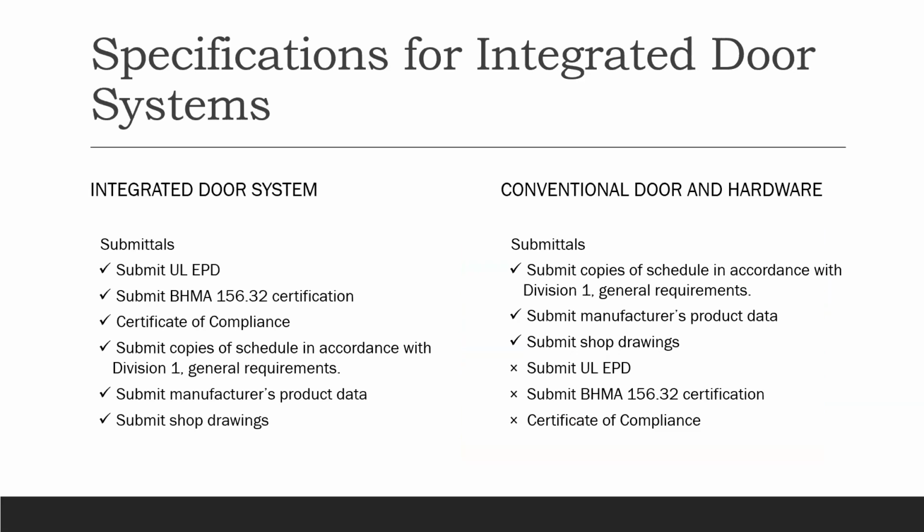And so in the submittals, it's going to require that you submit UL, EPD, BHMA 156.32, certificate of compliance. We talked about those earlier, right? And then you can always ask for more. You could ask for your HPD, you could ask for lead documents, you could ask for UL 1784 information. But we want to make sure that we're specifying code compliant and certified doors and hardware.